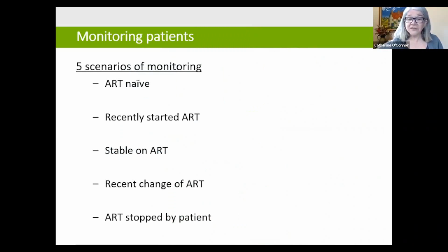There are 5 scenarios of HIV patient monitoring. First of all, someone who is ART naive, someone who's recently started ART, someone who's stable on ART, those that have had a recent change in ART, and those that have stopped ART by the patient.